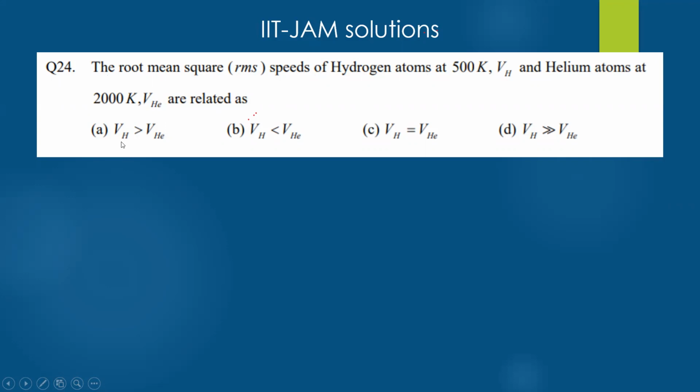The options are: VH is greater than VHe, VH is less than VHe, VH equal to VHe, and VH is very much greater than VHe. Let us look at the solution. It is given that the RMS speed of hydrogen is VH and the RMS speed of helium atom is VHe.